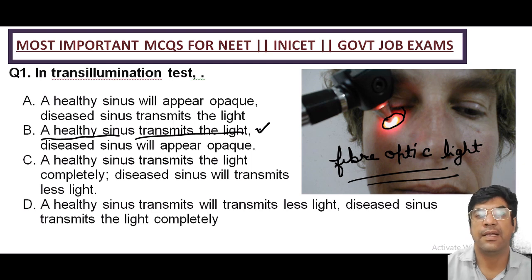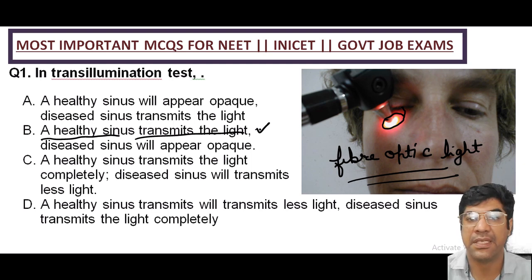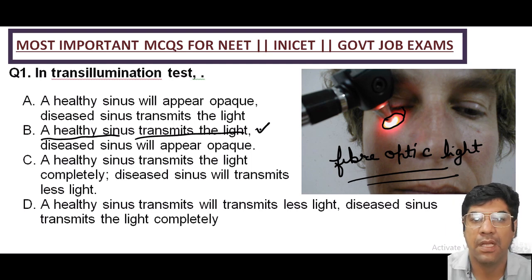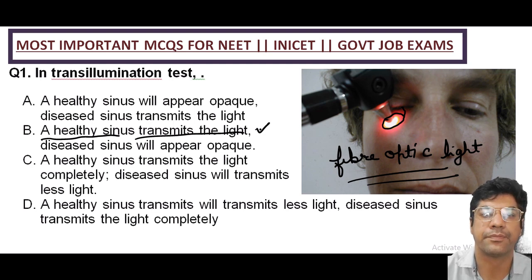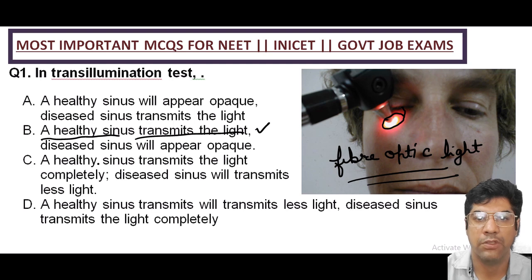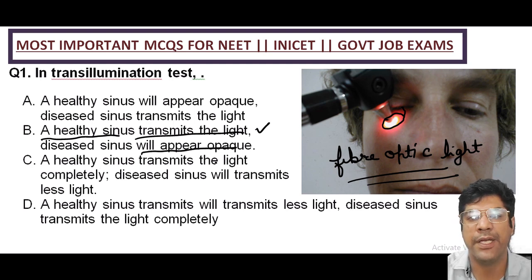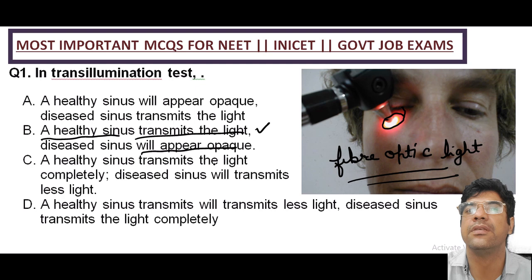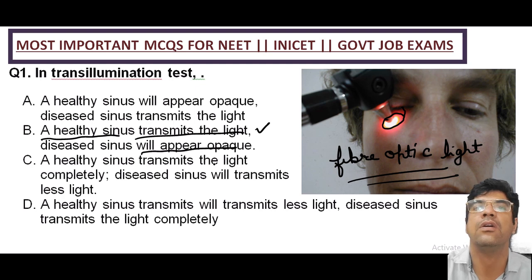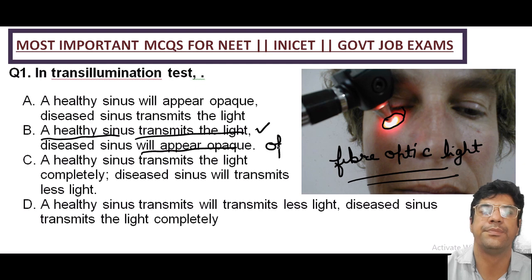However, if the sinus is diseased, blocked or filled with abnormal materials, like pus or mucus, it will not allow the light to pass through it, and that is why it will appear opaque. So a healthy sinus will allow light to pass through, whereas the diseased sinus will block the light. That will result in opaque appearance. So answer B is correct.